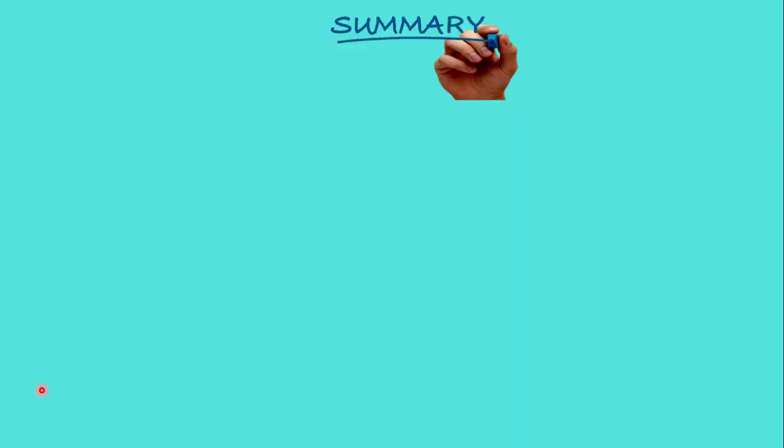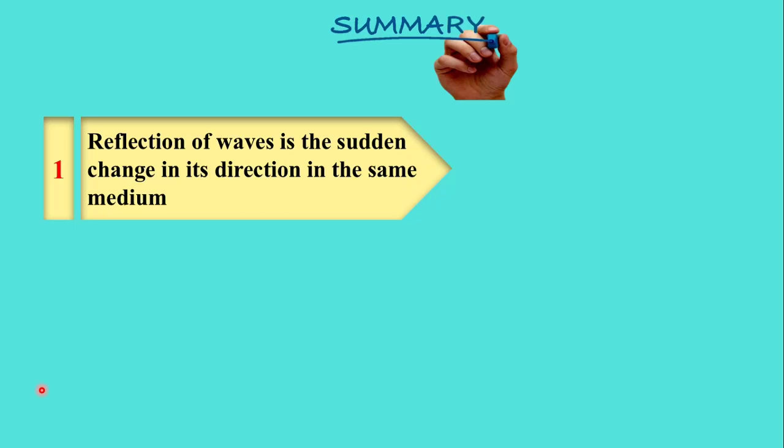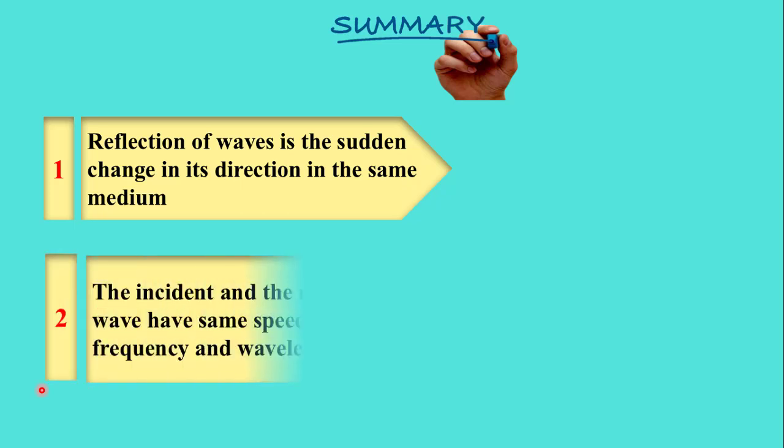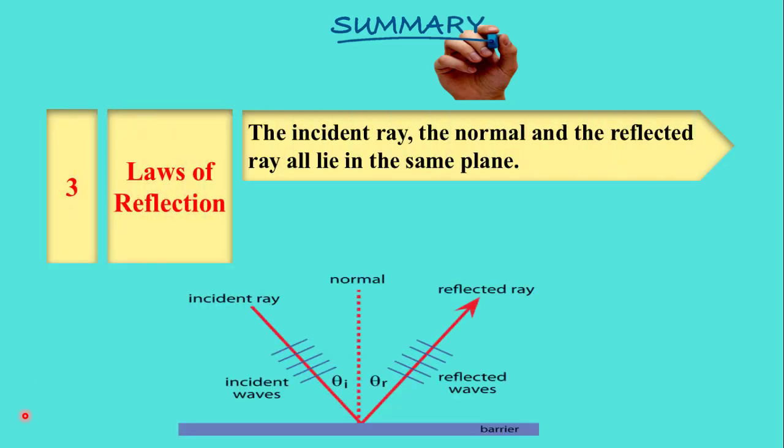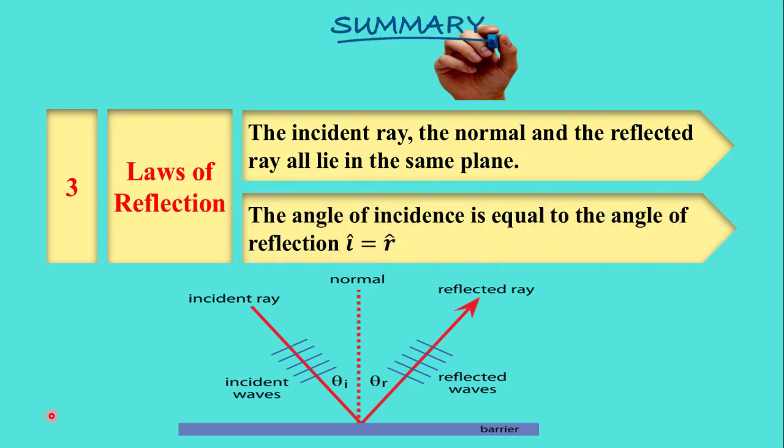Now let's summarize together the ideas mentioned in this video. Reflection of waves is the sudden change in its direction in the same medium. The incident and the reflected wave have the same speed, same frequency, and same wavelength. The laws of reflection are: the incident ray, the normal, and the reflected ray all lie in the same plane. The angle of incidence I is equal to the angle of reflection R. Here is the incident ray, where the angle of incidence is equal to the angle of reflection, and here is the reflected ray. And this is the normal, which is perpendicular to the barrier.